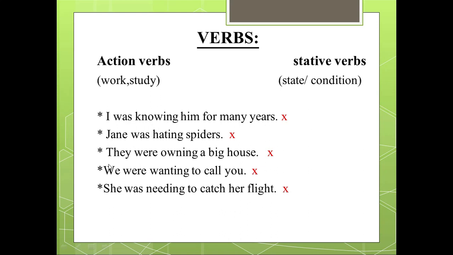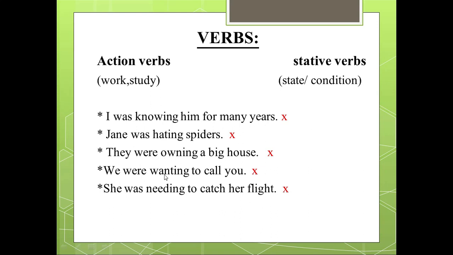So keep this thing in your mind, that with stative verbs you are not supposed to use past continuous tense. Okay, second is Jane was hating spiders. This is also wrong, because hate is also an emotional state. So you are not going to use past continuous tense. It should be Jane hated spiders. Okay, past tense you can use. Was hating is wrong. They were owning a big house. This is also a wrong statement, because owning is a state. Okay, it's a condition or a state, so you cannot use past continuous tense. It should be they owned a big house.